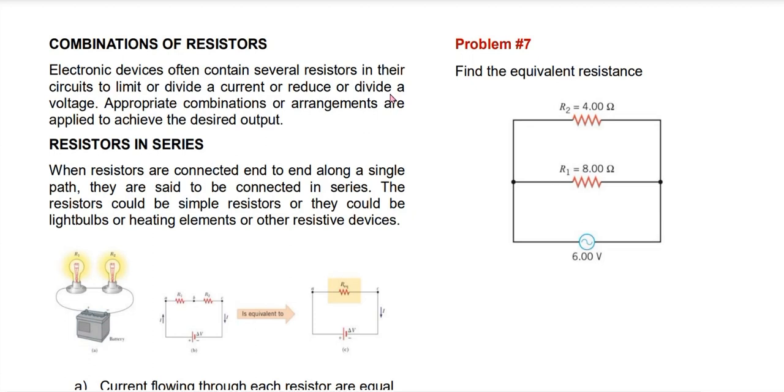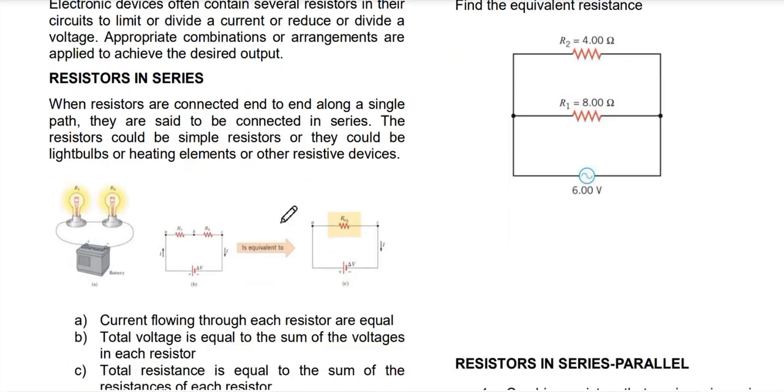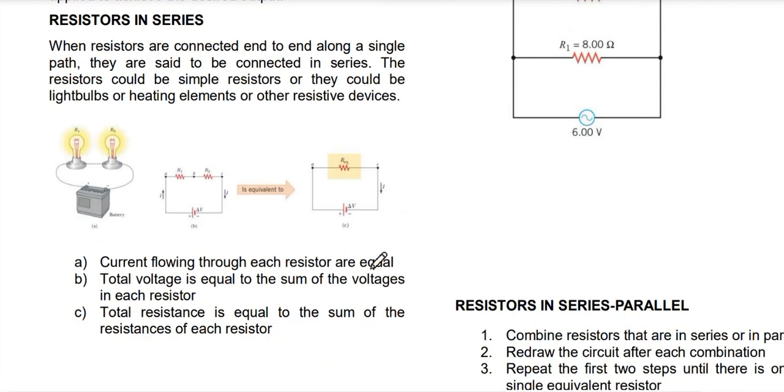Here, to represent that, we use the symbol for resistors, R1 and R2, which is equivalent to this. The principle behind this is that the current flowing through each resistor is equal. Supposing this is R1 and this is R2, the current flowing through each resistor, we have I1, I2, and then we have the voltage for each resistor. So current, meaning I1 equals I2, which is just equal to the total current flowing through the circuit.